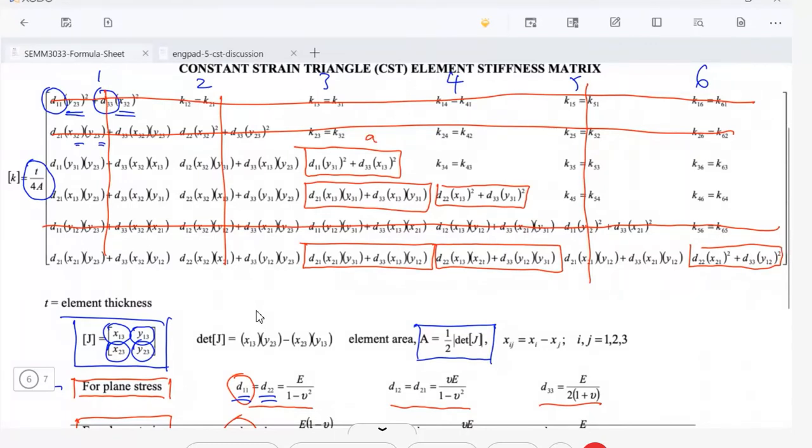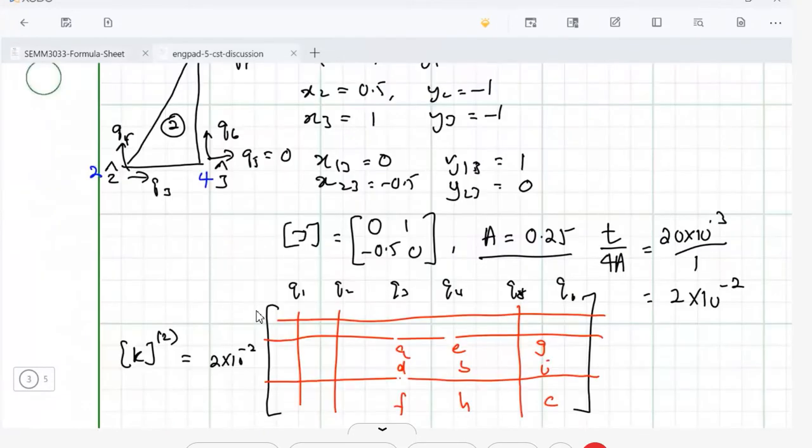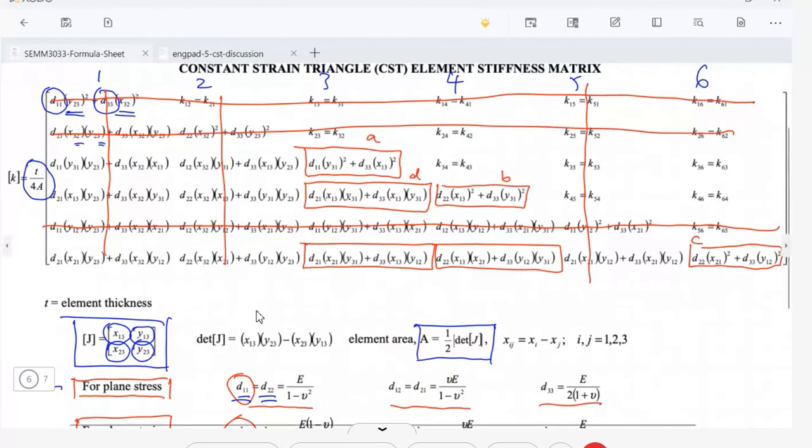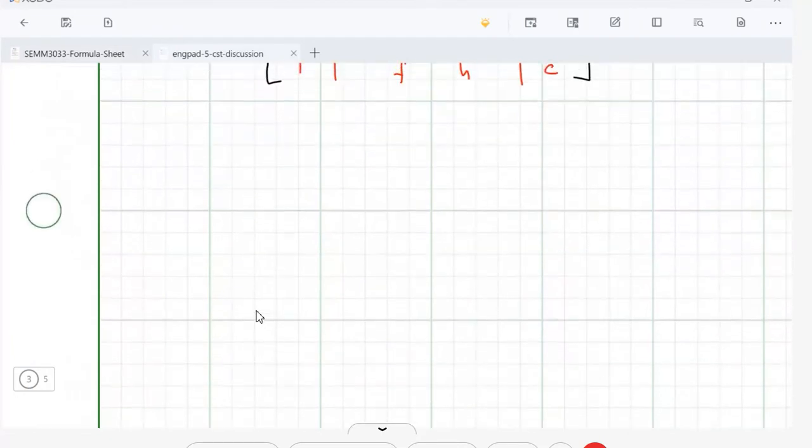So this is my A, my B, my C, my D, my E, my F, my G, my H, and my I. So you need to calculate only 1, 2, 3, 4, 5, 6 values instead of the whole thing, instead of 9. So the rest are symmetry. Again, I'm not going to show you all the calculation because I think you can do it on your own.